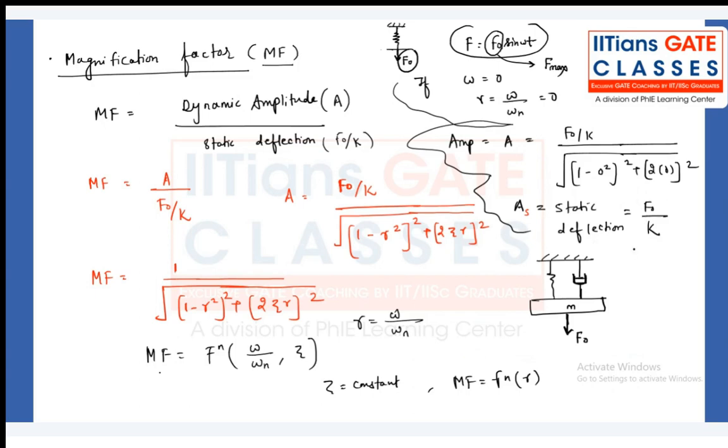But whenever you have a system under running conditions, the amplitude may be magnified. It may increase beyond this F naught by K. How much it is increased is expressed by the magnification factor. Suppose F naught by K is, let's say, 2 mm, and A is coming as, for example, 5 mm. Then 5 by 2, that is 2.5, is the value by which it is being magnified. It is magnified by a factor of 2.5.